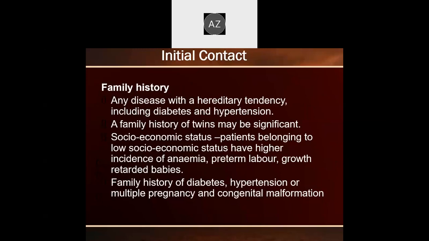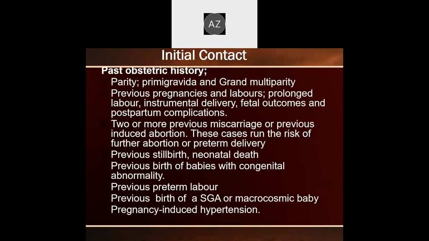So you need to do a family history: the history of diabetes, the history of hypertension, the family history of twinning, and socioeconomic status, because patients belonging to low socioeconomic status have a higher incidence of anemia, preterm labor, growth retardation, and all these. The history of congenital malformation is very, very key.